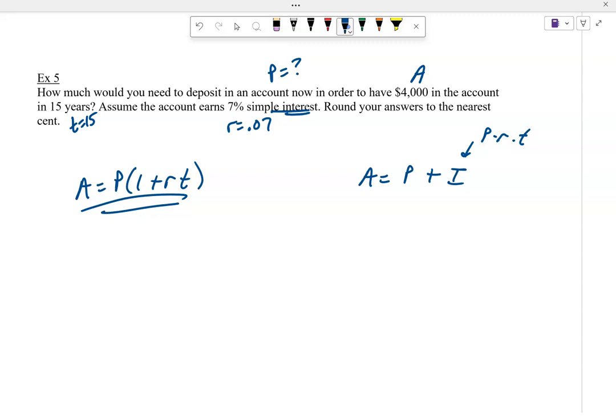I want to have $4,000 at the end of the account. What am I initially putting in? I don't know, I've got to solve for that. One plus the interest rate is 7%. I want this for 15 years.